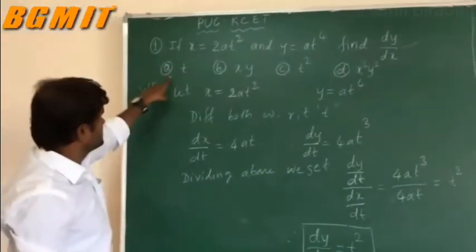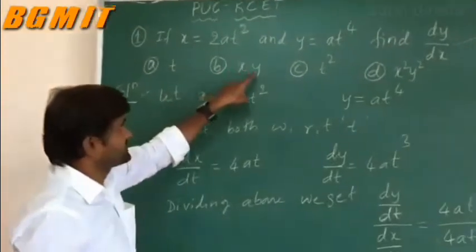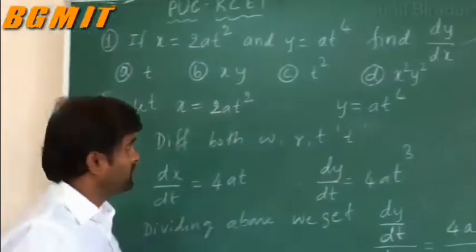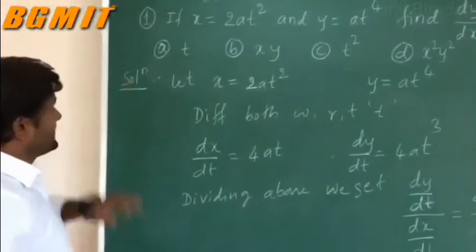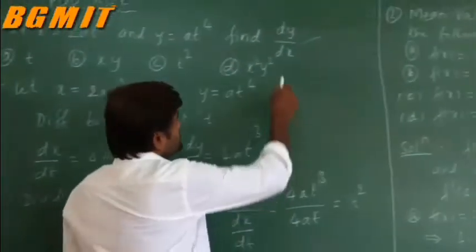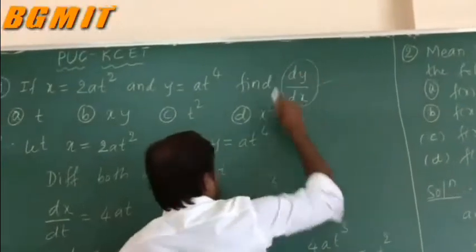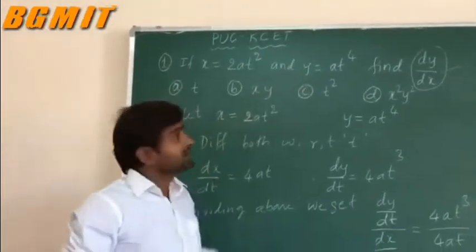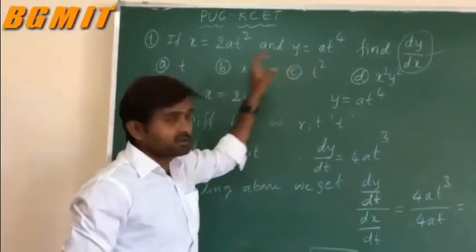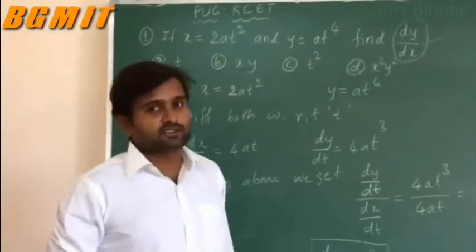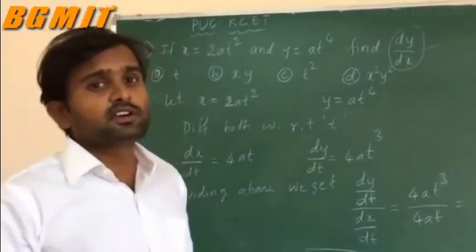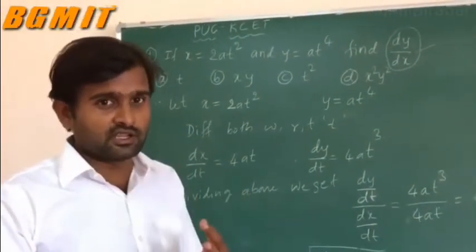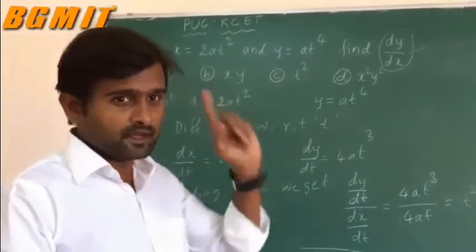Your options are: a is t, b is xy, c is t square, and d is x square into y square. Our aim is to find dy by dx, but x and y are both in terms of t. So obviously, if both functions are in terms of t, then differentiate with respect to t.